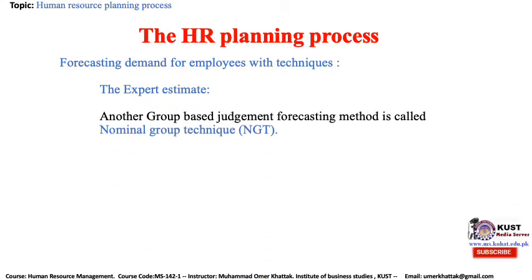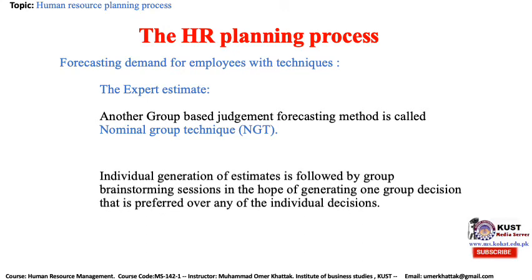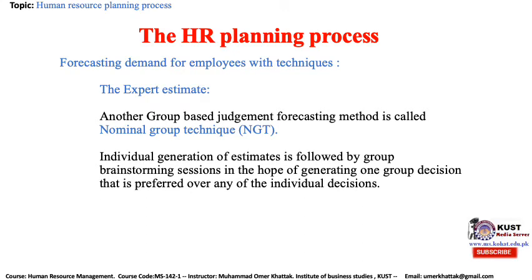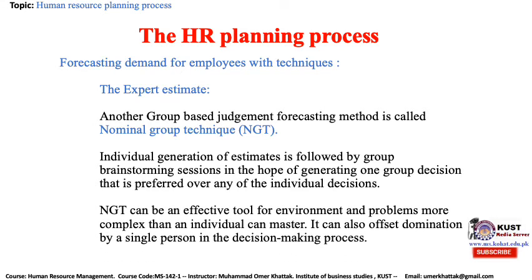Another group-based judgment forecasting method is called Nominal Group Technique (NGT). Individual generation of estimates is followed by group brainstorming sessions in the hope of generating one group decision that is preferred over any of the individual decisions. NGT, Nominal Group Technique, can be an effective tool for environments and problems more complex than an individual can master. It can also offset domination by a single person in the decision-making process.